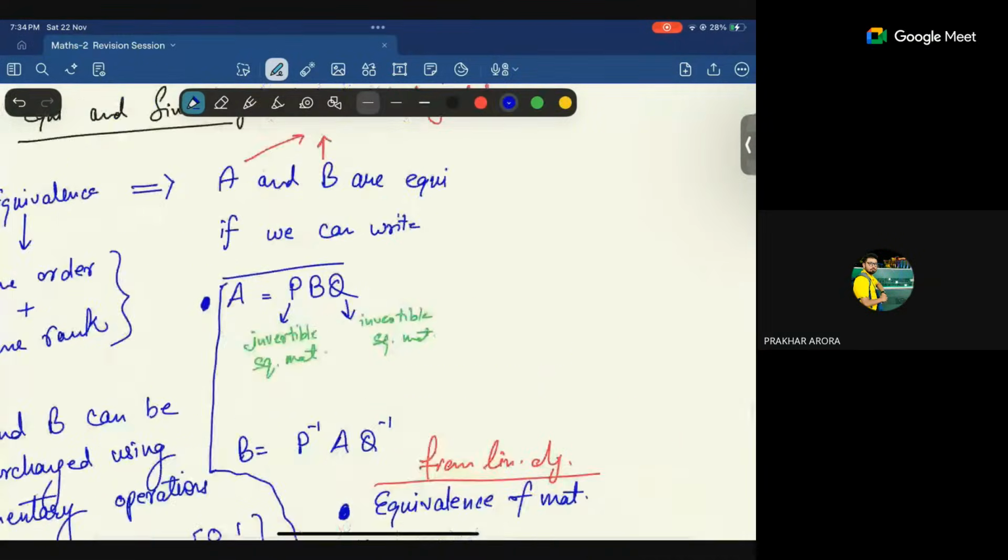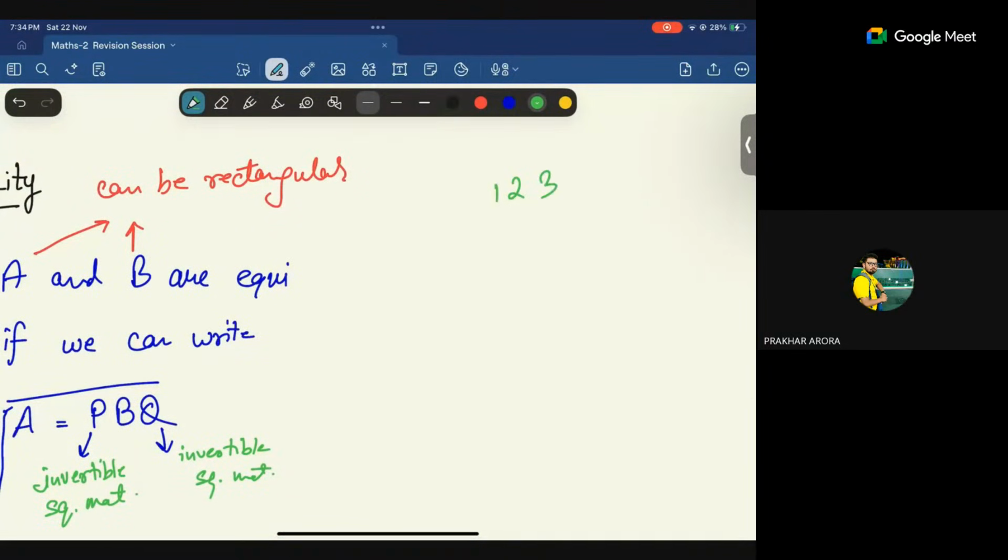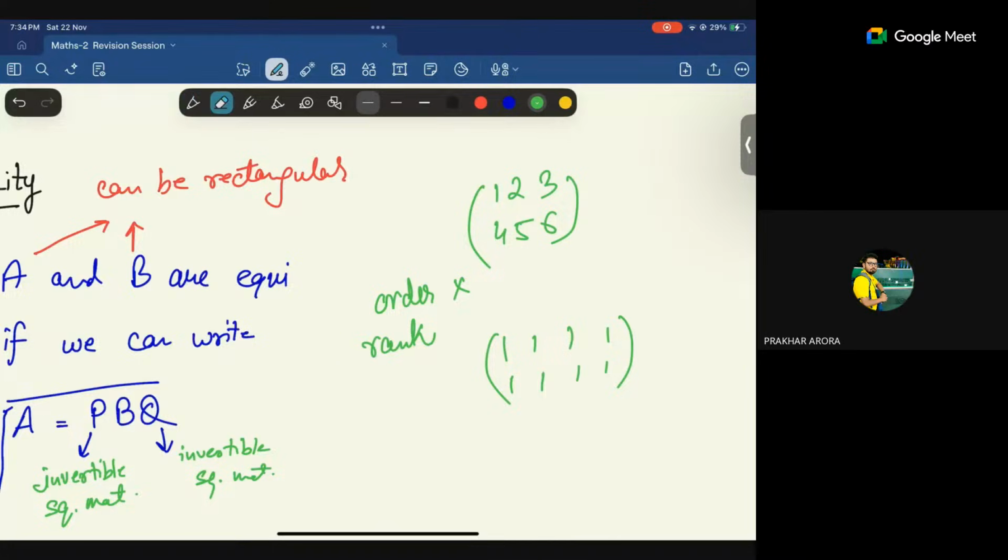If they give you two matrices, 1 2 3 4 5 6, and a matrix 1 1 1 1 1 1 1 1, and ask whether these two are equivalent or not, the first thing you have to check is that the order should be the same, and then the rank should be the same. If both are true, then they are equivalent. Is the order the same? No, so this is not equivalent. Straight away cancel.